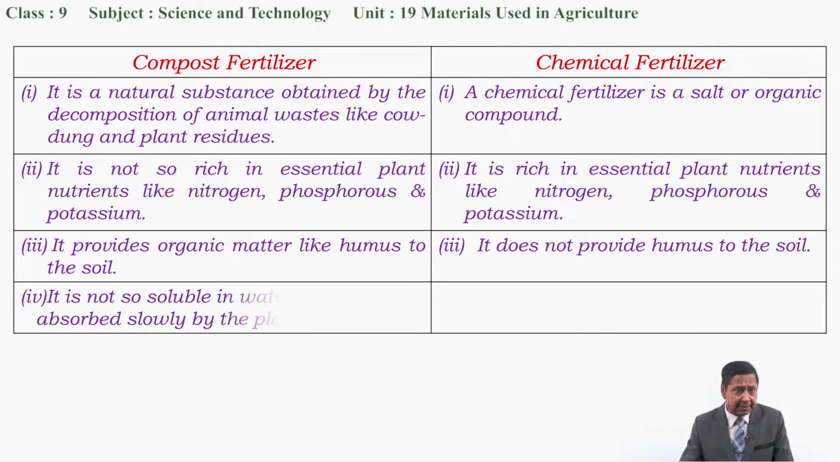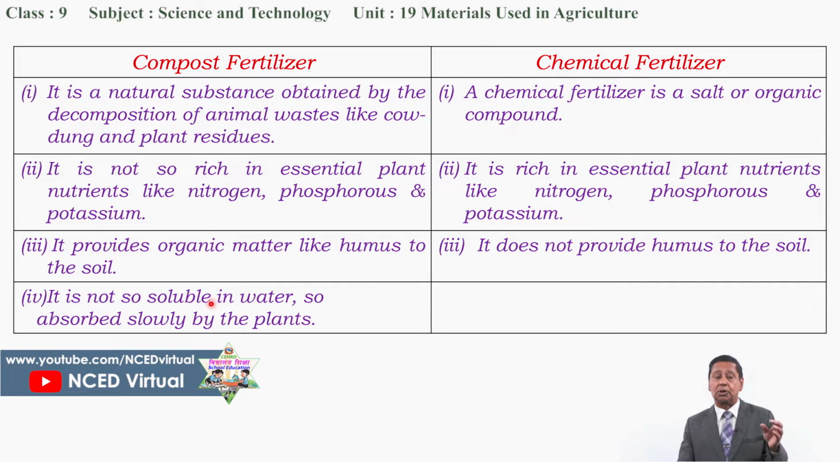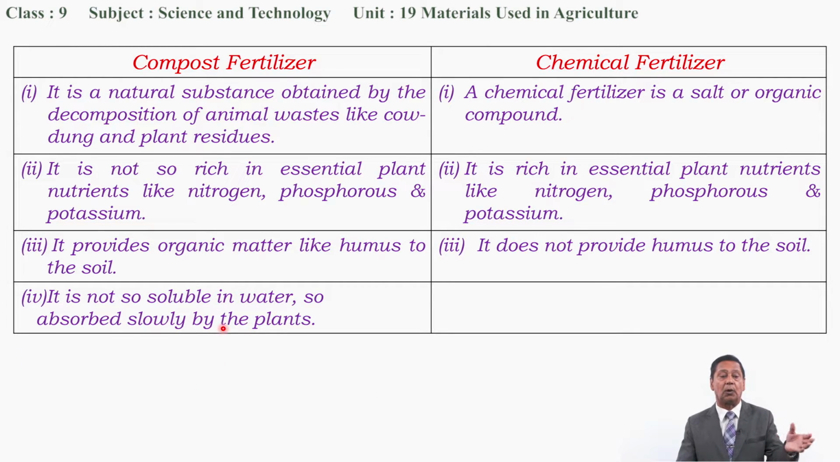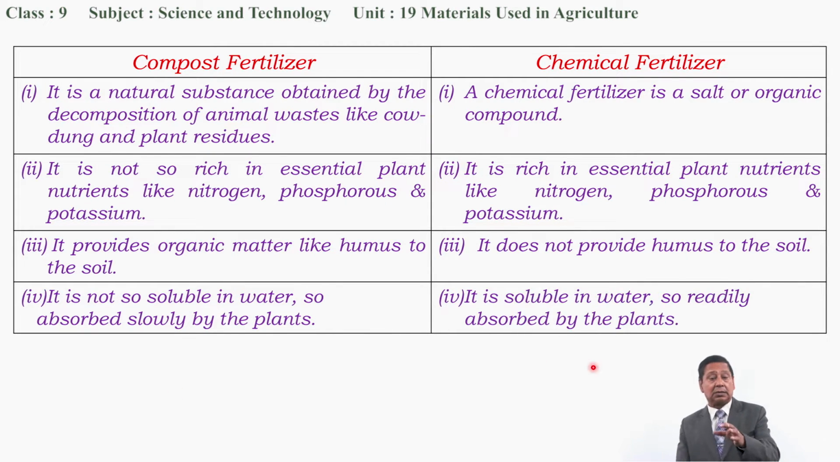Now next, it is not so soluble in water, so it is absorbed slowly by the plants. It takes 15 days or 1 month for the absorption of this compost fertilizer or organic fertilizer. But chemical fertilizer is soluble in water, so it is readily absorbed by the plants. Results can be seen within 1 or 2 days, because water soluble chemical fertilizer is absorbed by the plant at once, and results can be seen within a few days.